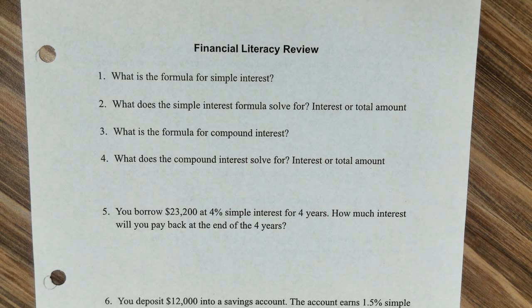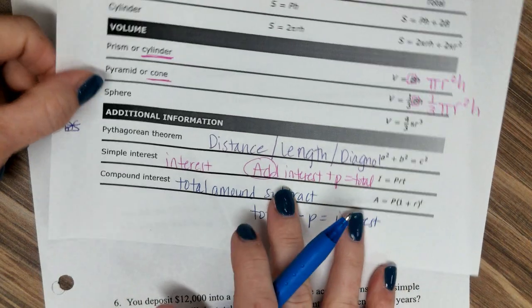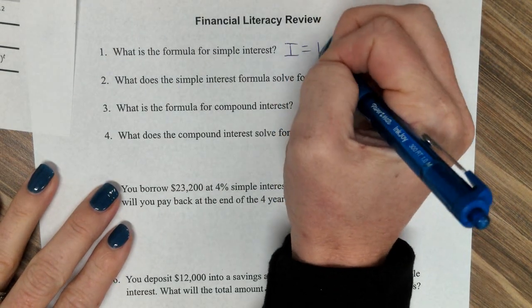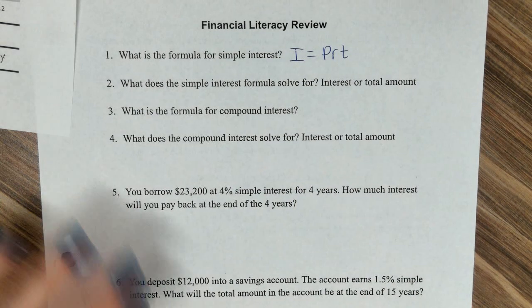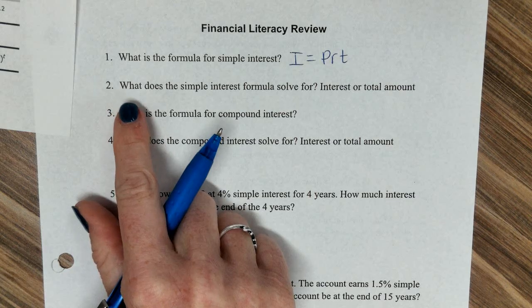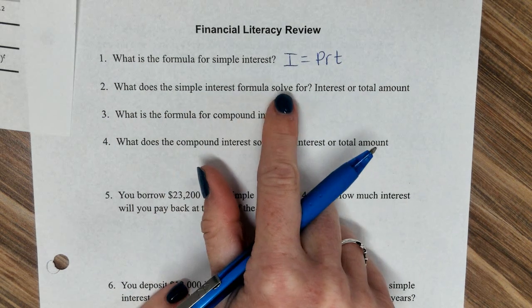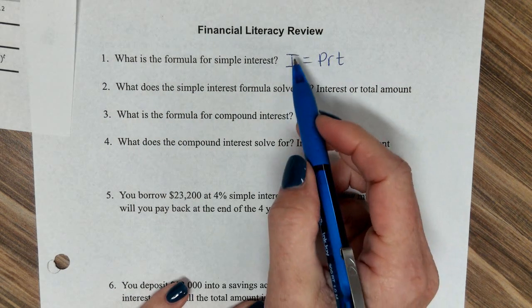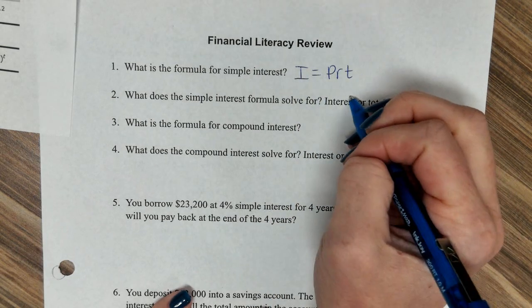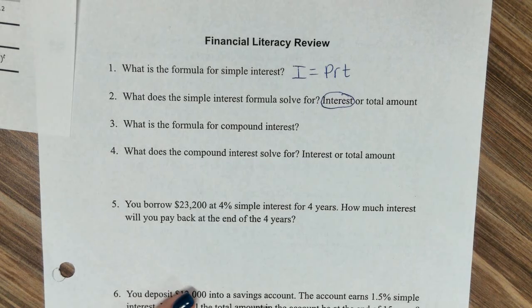Number 1 says, what is the formula for simple interest? So you go to your star chart. You should have written down I equals PRT. Check your answers. Then number 2 says, what does the simple interest formula solve for? What does it solve for? What does it say? I equals, that means interest equals, so you should have circled interest.